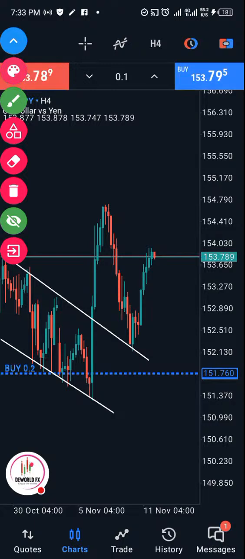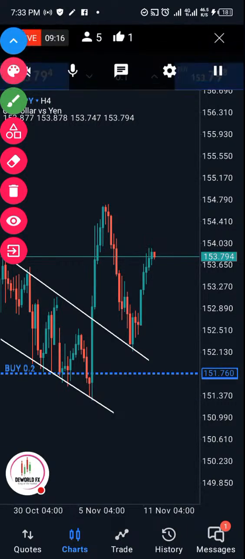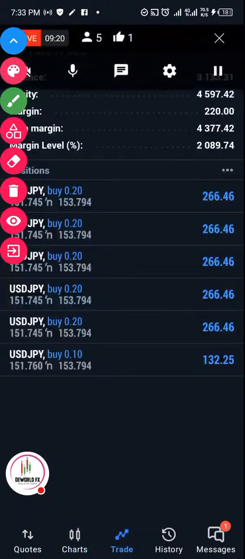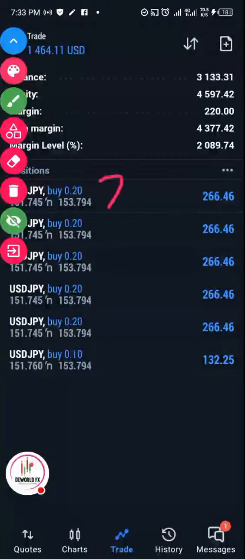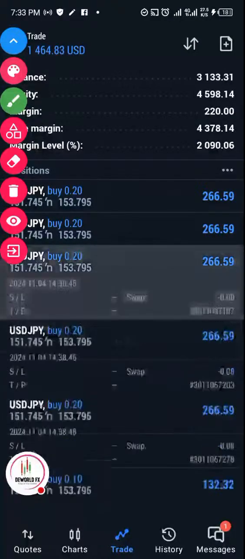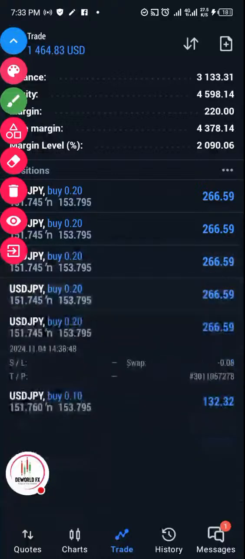This is currently UJ, as you can see. This is USDJPY. I took this trade once I confirmed the sniper entry, and you can see we are in massive profit. These are the trades, and they are currently running.